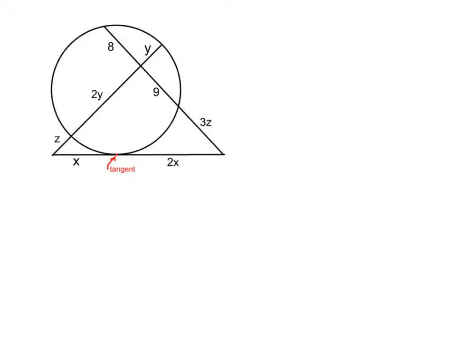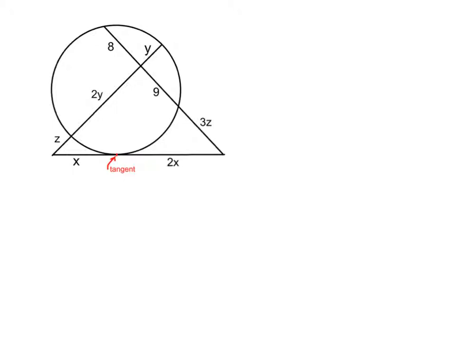Given the sketch here, I only know two lengths, 8 and 9, but I know various ratios of other lengths. For example, this chord here is being cut in a 2-to-1 ratio, and this segment here is a third the length of this one, and that's 3 times as long as that. And that section there is twice as long as that one, and it has a point of tangency. So we need to be strategic about how we start setting up our circle theorems.